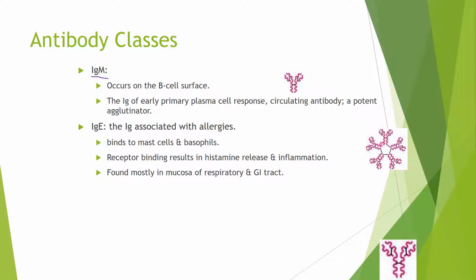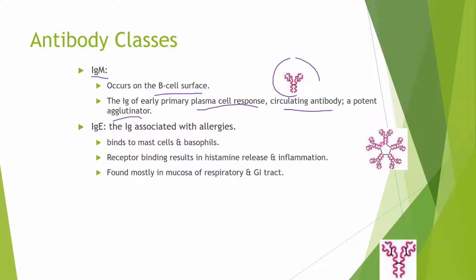Immunoglobulin M, this is what that structure looks like. This is the first class of antibodies secreted after an antigen appears, and it's only on the B cell surface. And this is primarily responsible for plasma cell response, circulating antibodies, and then also agglutination. So we saw that with our blood, where we had incompatible blood typing.